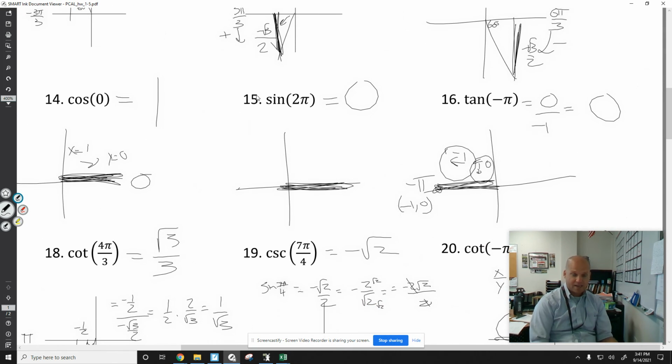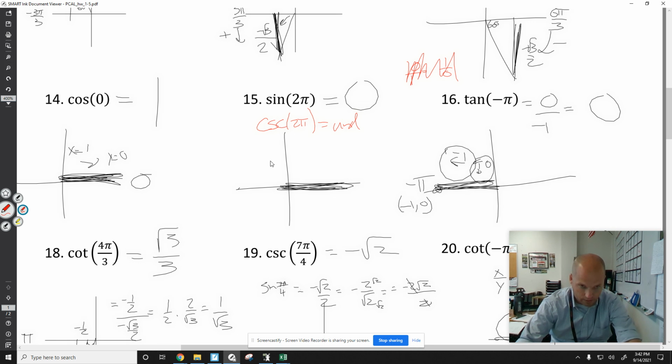If I ask you what's the cosecant of 2 pi, you're like, okay, I'm going to flip 0. I get 0? No. I don't get 0. I get undefined. You can take 0 over 1, flip it, you get 1 over 0. You're not allowed to do that. So understand that flipping 0 doesn't get 0. Flipping 0 is bad.